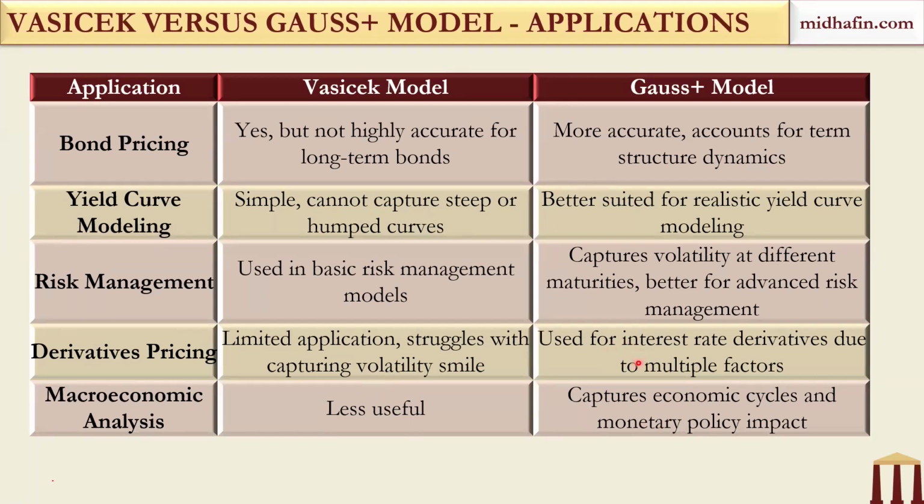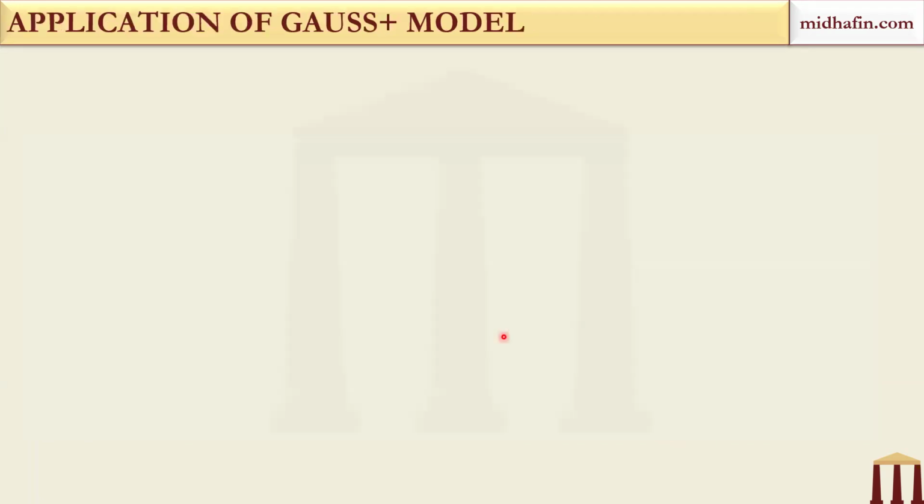And the Gauss plus model can be used more effectively for interest rate derivatives because of its multiple factors. Finally, the Vasicek model is less useful in macroeconomic analysis because of its simplicity. And the Gauss plus model provides valuable insights into economic cycles and monetary policy impacts, which of course makes the Gauss plus model a preferred choice in economic research as compared to the Vasicek model.